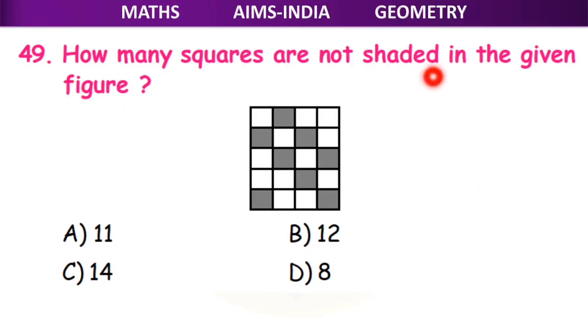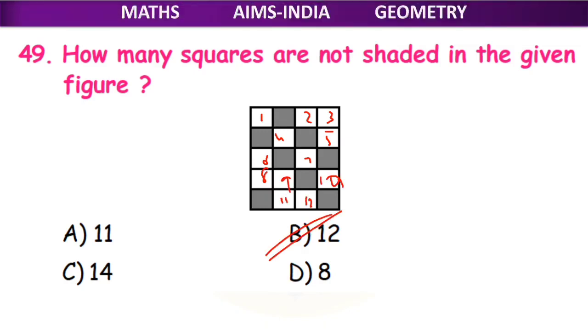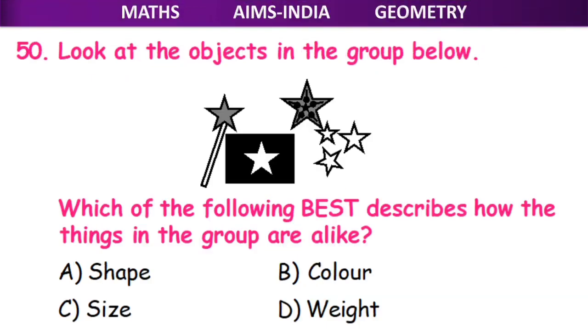Question 49. How many squares are not shaded in the given figure? Not shaded. 1, 2, 3, 4, 5, 6, 7, 8, 9, 10, 11 and 12. Yes. So option B, 12 becomes our correct answer.